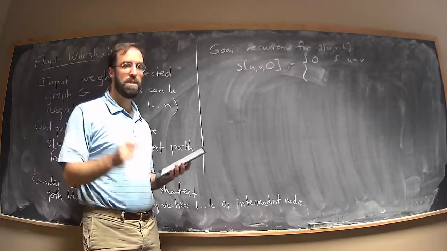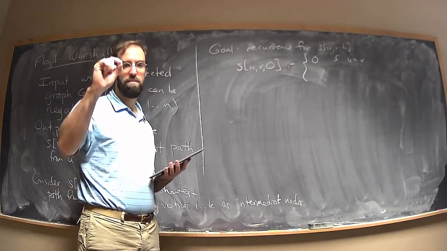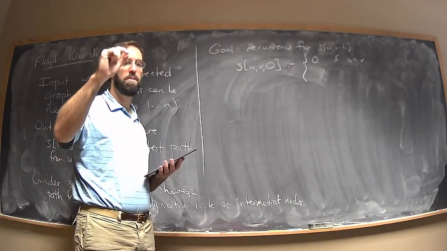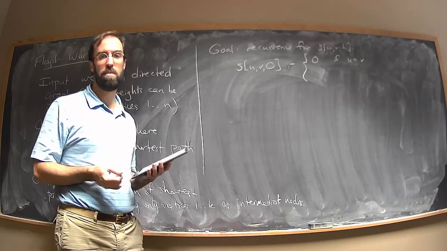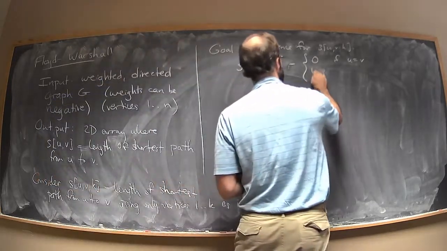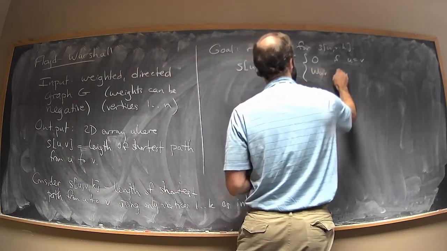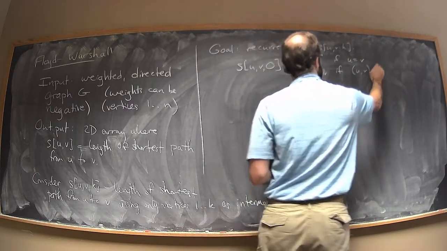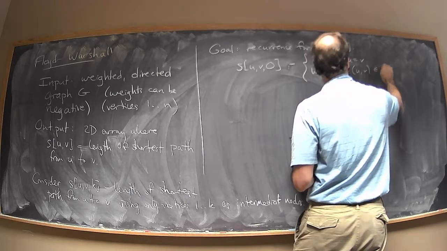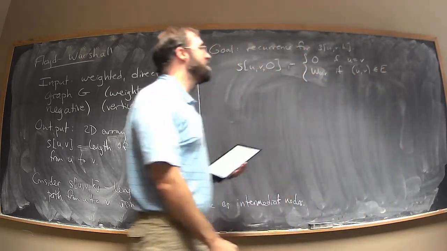Also, if there's actually an edge from u to v, I can go directly from u to v without going through any intermediate vertices, and so whatever the weight of that edge is going to be the best I can do. So this is going to be w sub uv if uv is an element of the set of edges E.